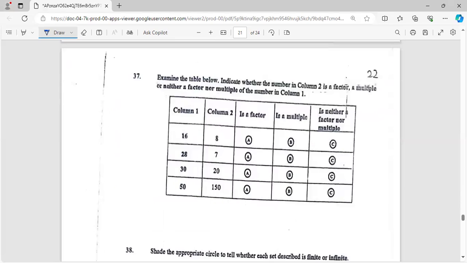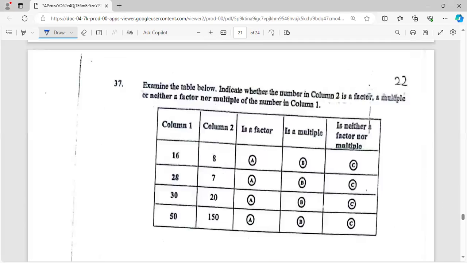All right, 37. And guys, you notice how this is almost like a Paper 2. From 31 going up, it really challenges you. All right, this one says examine the table below, indicate whether the number in column 2 is a factor, a multiple, or neither a factor nor a multiple of the number in column 1. How do I want you guys to send me the option? I'll pause the video. How do I want you to send it to me? Just to see how well you guys will do on this part.